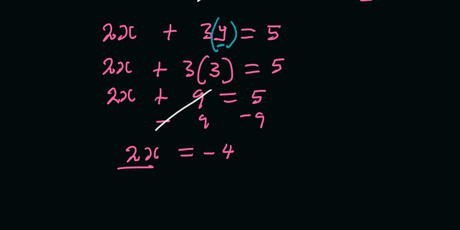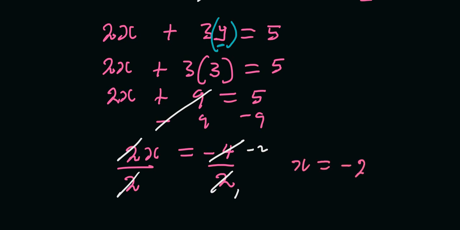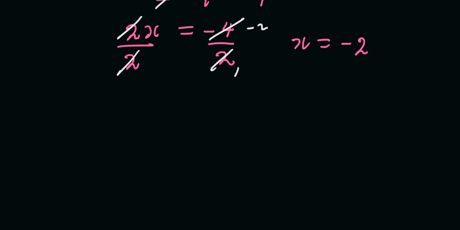So now divide both sides by 2. Divide both sides by 2, and 2 is going to cancel out 2. Now 2 divided by 2 is 1, and negative 4 divided by 2 is negative 2. Therefore, x is equal to negative 2. So the solution to this question is x equals negative 2 and y equals 3.